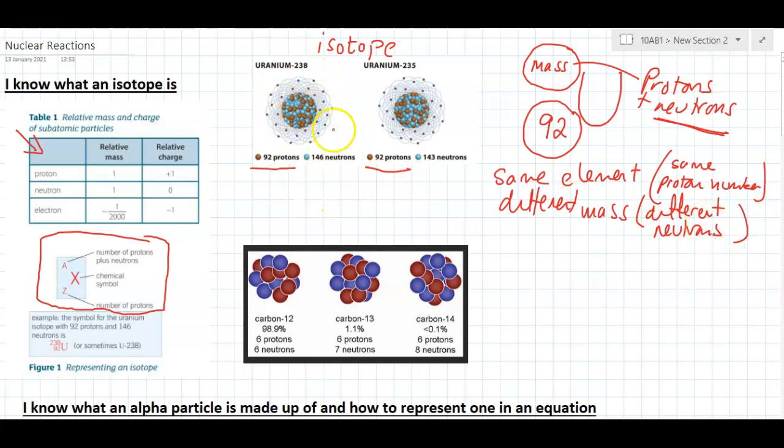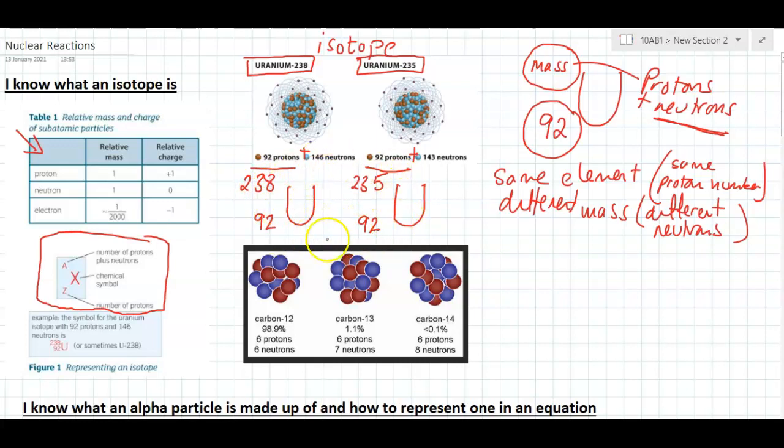So if we were going to write the symbols for these two isotopes of uranium here, they're both symbol capital U because they're both uranium. They've both got 92 protons. Their atomic number is 92. But when you see it written like this, the number is the mass here. Or we could say 92 plus 146 equals 238. 92 plus 143 equals 235. In physics we'd say uranium-235, uranium-238 are the isotopes of uranium.